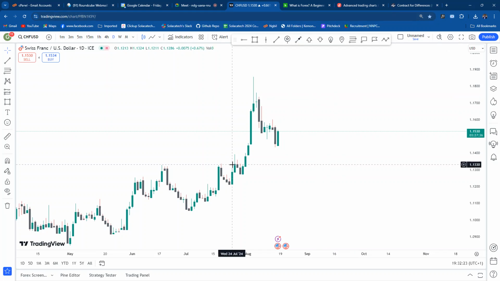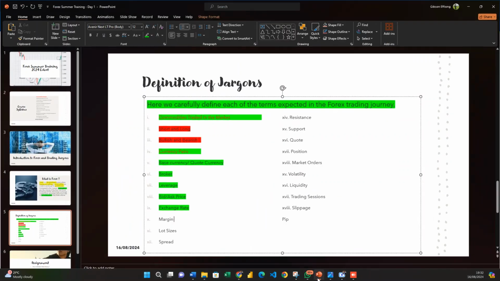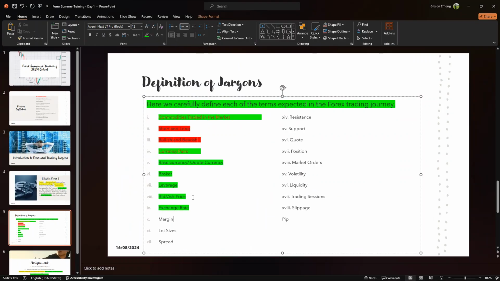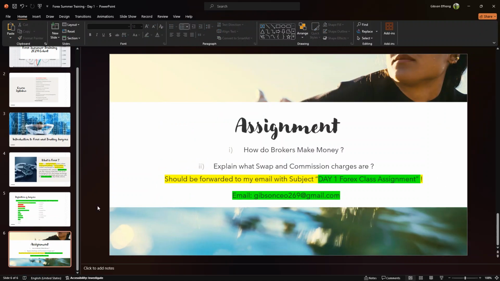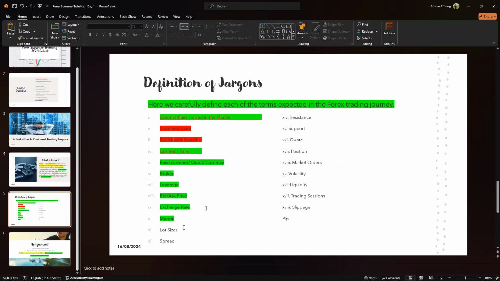Okay, so moving forward, the next terminology we have here is the lot sizes. Now, lot size is a big player in your risk management system. It is trying to tell you your winning power or your losing power. If I should define lot sizes, it is your purchasing power, it is your market strength, it is your risk management essential tool.